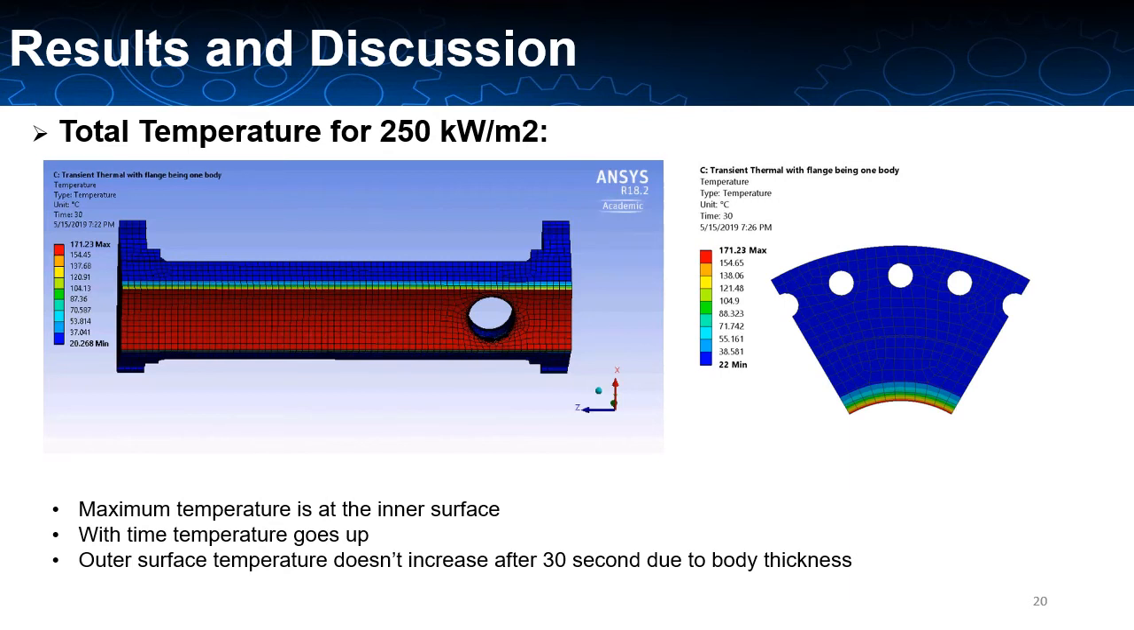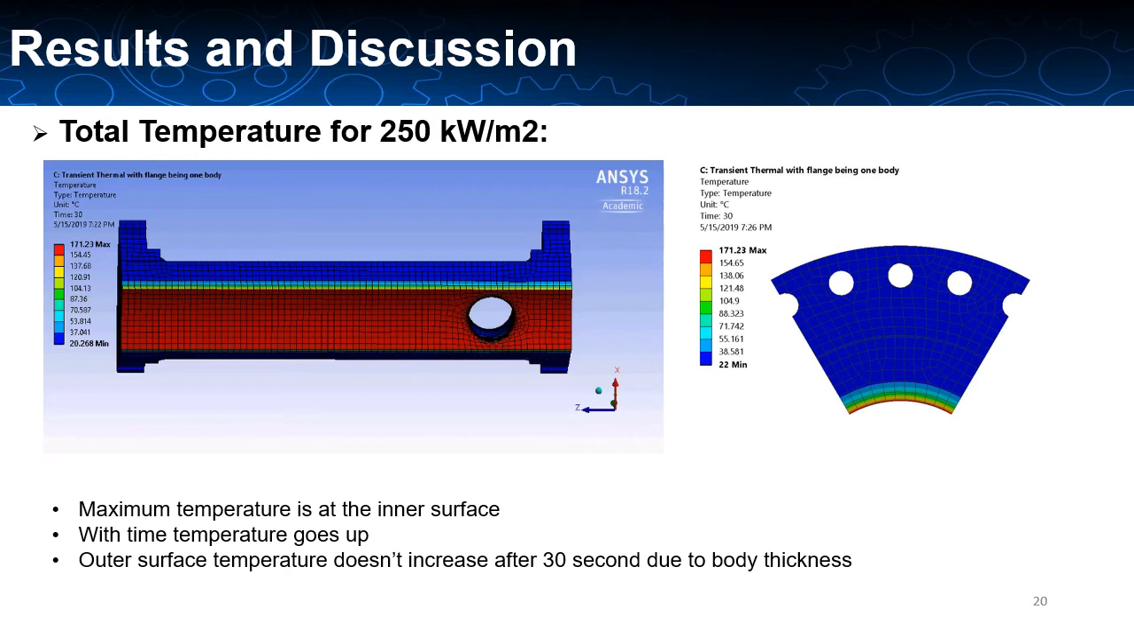It makes sense because I put the heat flux there, and also the temperature increase starts from the very bottom surface and goes up. However, it's only a 30-second run, and the thickness of the whole body is pretty large, so the outer surface doesn't get that much affected by the high temperature at the bottom wall or the heat flux.